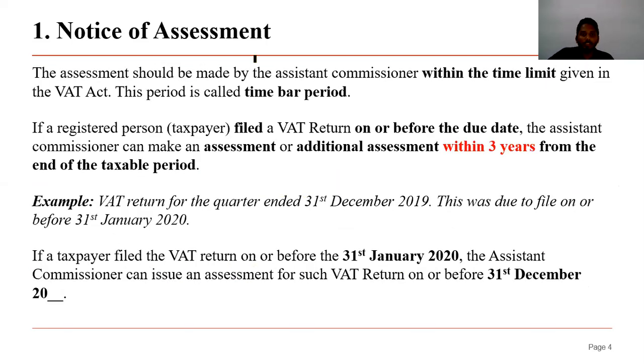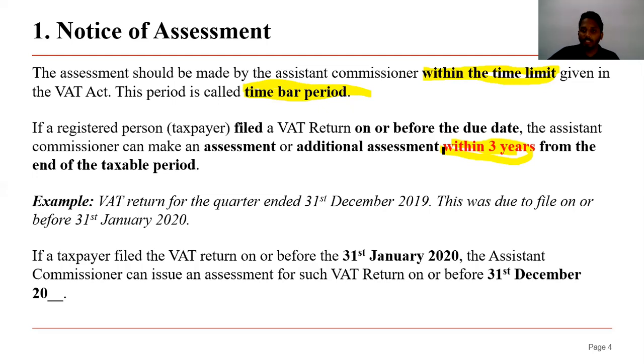Then the assessment should be made by the Assistant Commissioner within the time limit given as per the VAT Act. This is called the time bar period. The time bar period is very important from the taxpayer's point of view. As per the VAT law, the time bar period is 3 years. I will discuss the time bar period with an example.